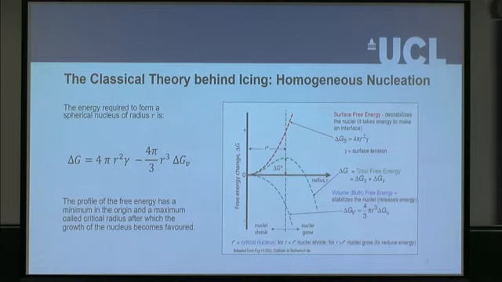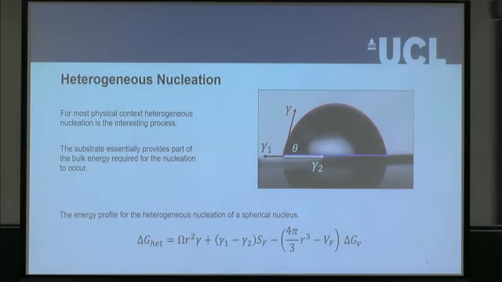As you can see, the green dotted line is the energy profile I'm talking about, and it has a minimum for the vanishing radius and a maximum called the critical radius of nucleation, after which, since the slope is negative, further growth of the nucleus is actually encouraged by the physics involved. This is what is called homogeneous nucleation. We're not taking into account the contribution that the substrate or the surface on which nucleation happens can provide.